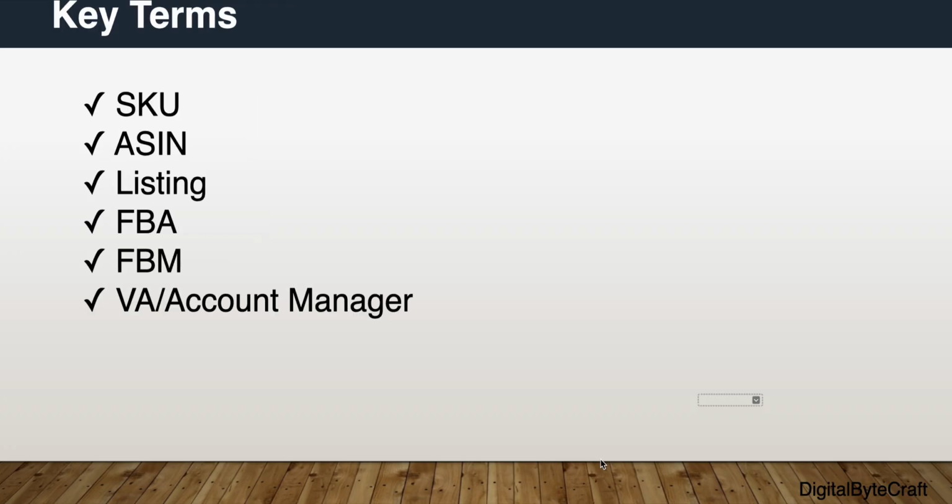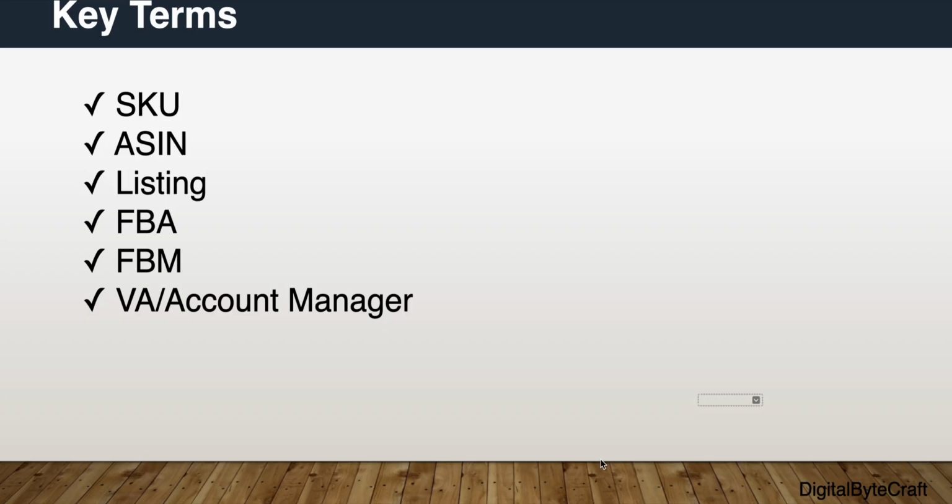Before we go into Amazon Seller Central, where I'll give you a key demo of how and where everything is so that you have deep knowledge of it, let's go through these terms. Number one is SKU. A SKU is a unique code created by the seller to identify a product. It stands for stock keeping unit.